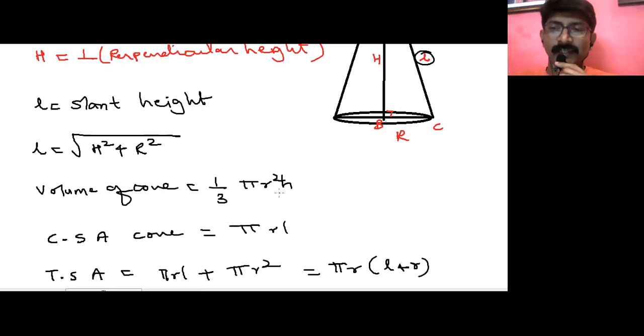Remember that the volume unit is unit cube. Curved surface area is unit square. Total surface area is unit square. I hope you have finished till here. Actually, that's nice.